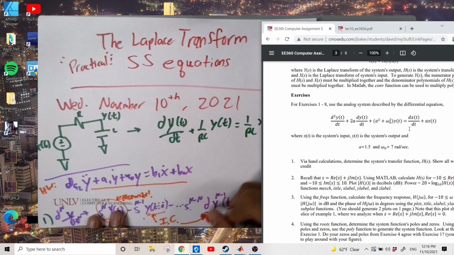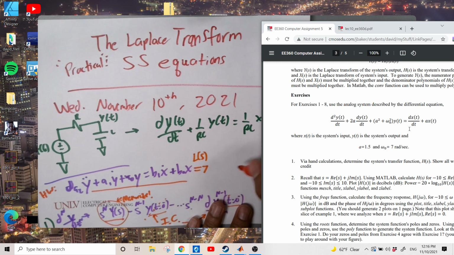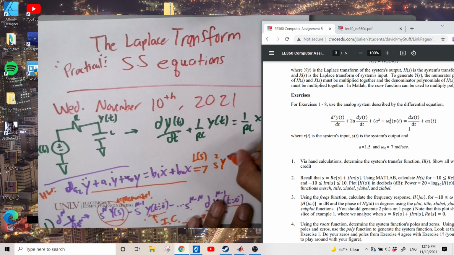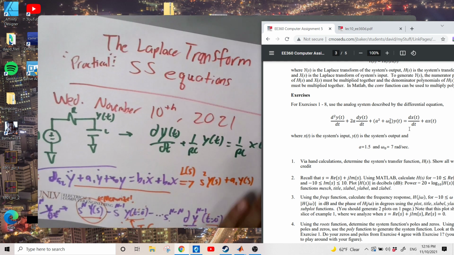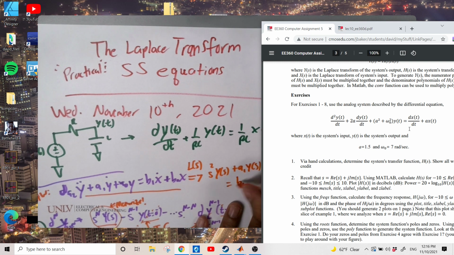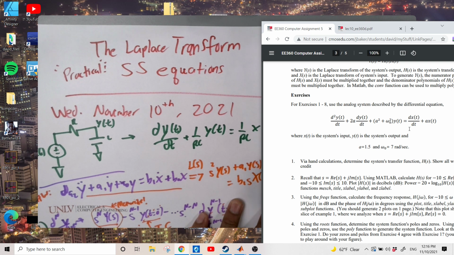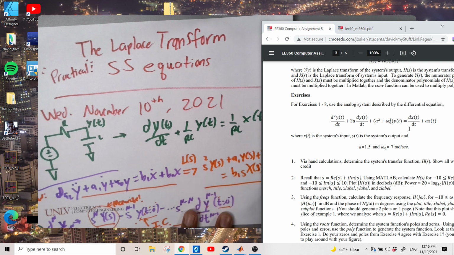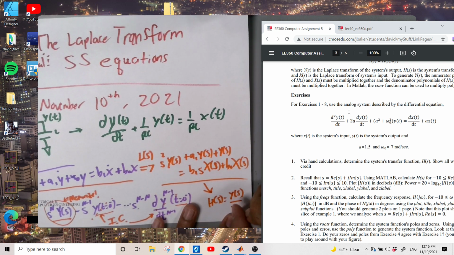If you wanted to convert this into the Laplace domain, you'll get the following: s squared Y of s plus a1 s Y of s plus a0 Y of s is equal to b1 s X of s plus b0 X of s. There we go. And then you can just figure out how to get H of s, which is equal to Y of s over X of s.